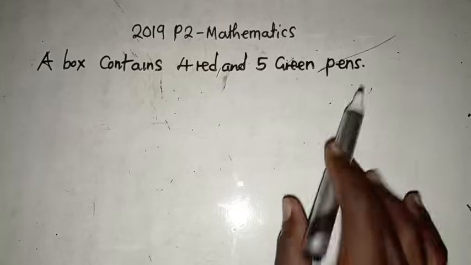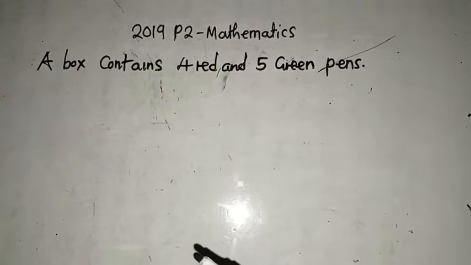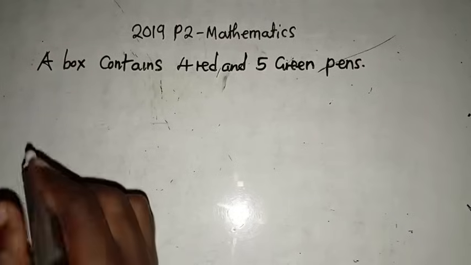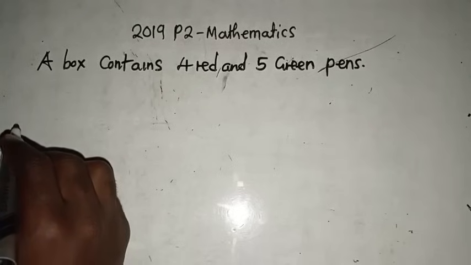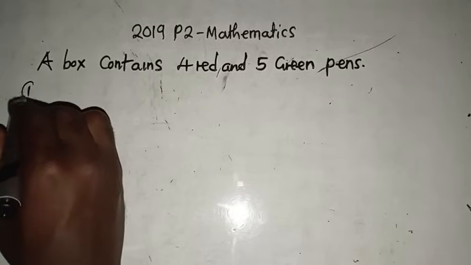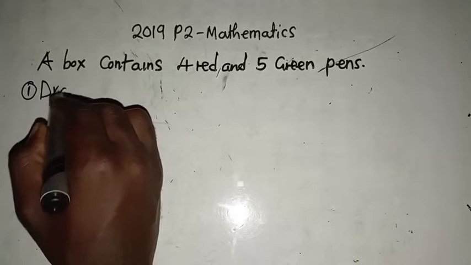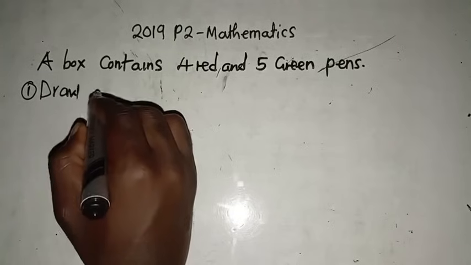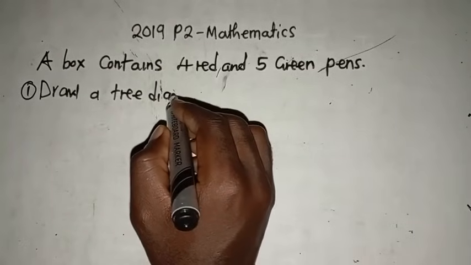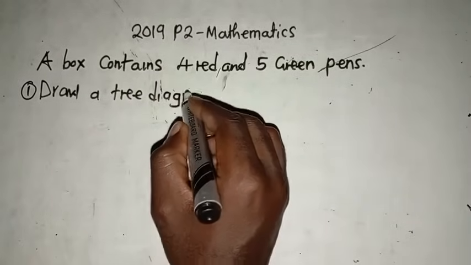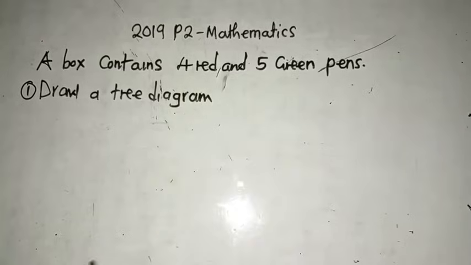The question is saying a pen is picked at random from the box without replacement, and the second pen is then picked. The first question here, we are told to draw a tree diagram. Draw a what? Draw a tree diagram to illustrate the outcome.